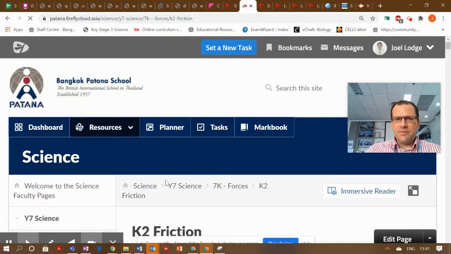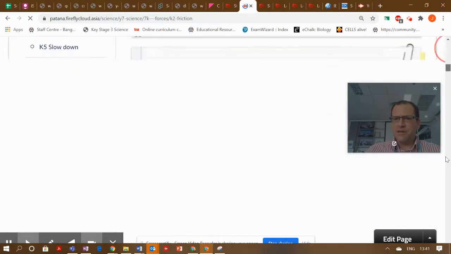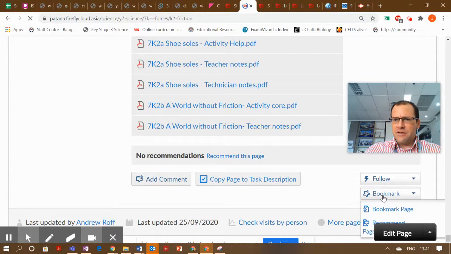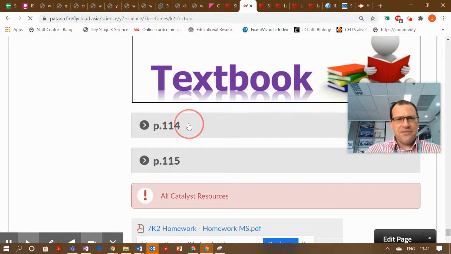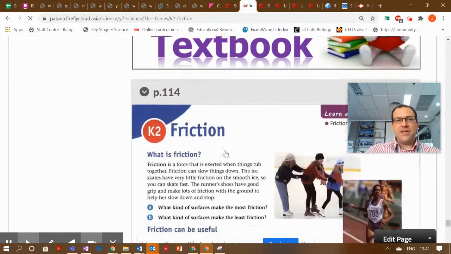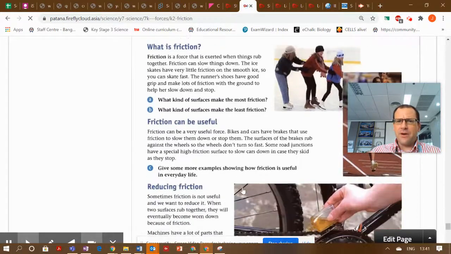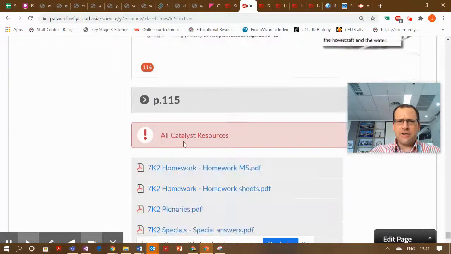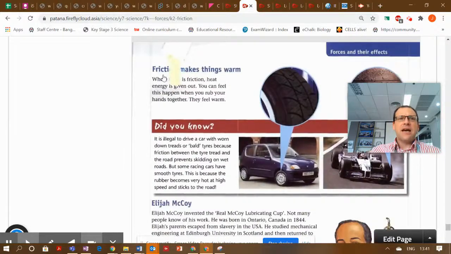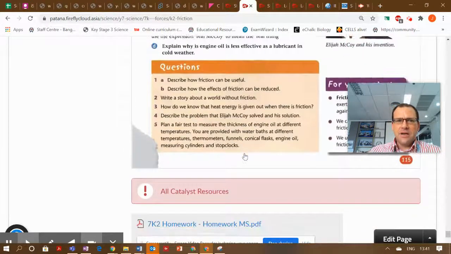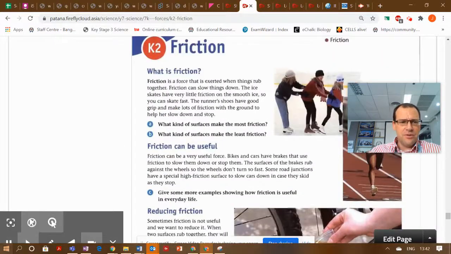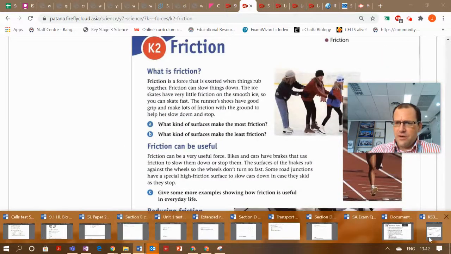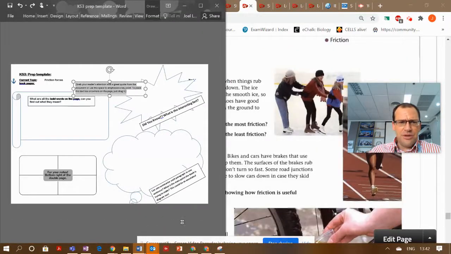Actually, it might be a really good idea to bookmark these pages, and you can go right to the bottom to bookmark the page there, okay? Get right back to it easily. But when I set your homework, you're going to be looking at your textbook pages. Here's the friction textbook page, first double page spread, and then the second one here. So this is what you would have in your textbook, essentially. I'll just run through a resource that I'm going to share with you to help you do these homeworks.